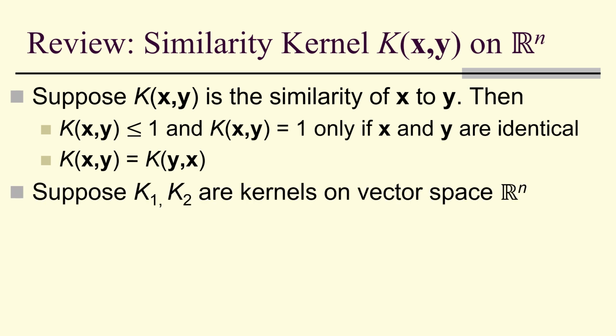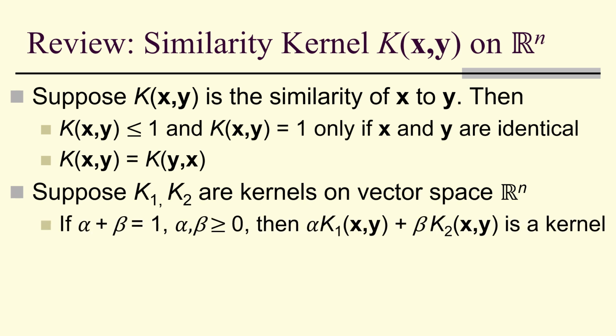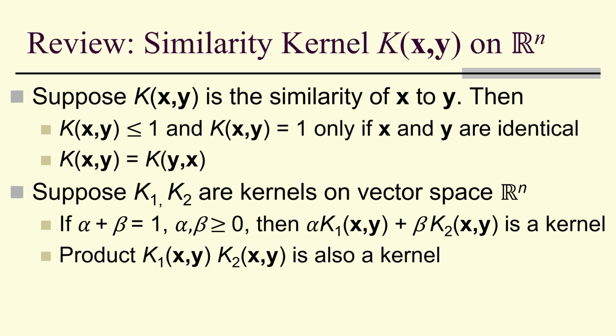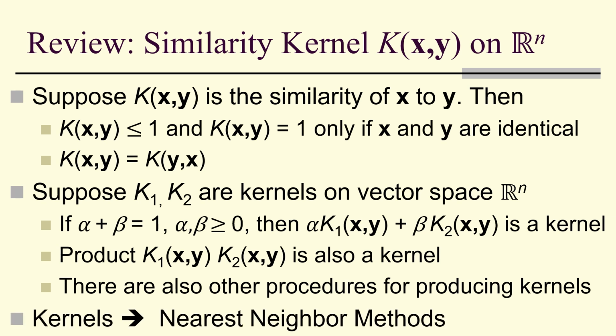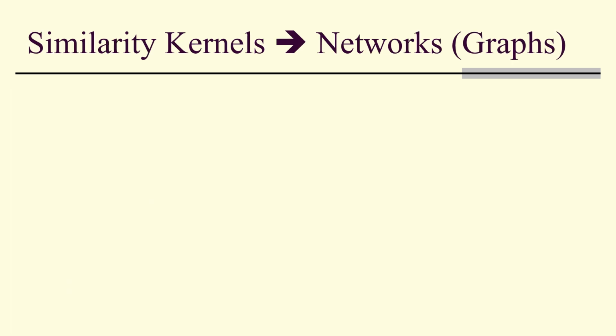If k1 and k2 are both similarity kernels on vector space R^n, and alpha plus beta is 1 with alpha and beta non-negative, then alpha k1 plus beta k2 is also a kernel. This is what's known as a convex combination. The product is also a kernel, and there are other procedures for producing kernels. And then kernels lead to nearest neighbor methods. And similarity kernels lead to networks or graphs.